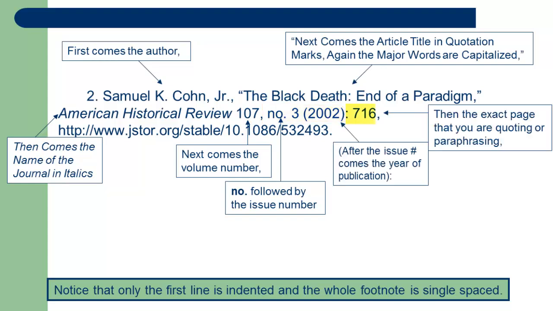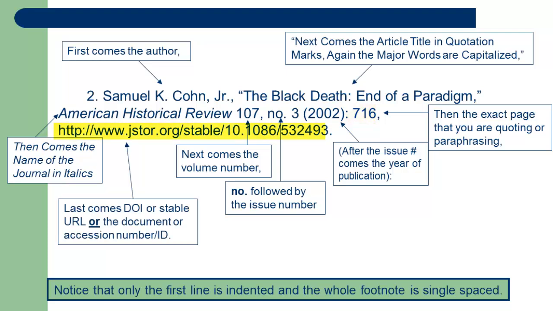And then again, because this is a footnote, remember footnotes are specific. Exactly where are you referring to? You need to include a page number. At the end of your citation, you want to put the DOI or stable URL for your article if it comes with one of those. If it doesn't have a DOI or a stable URL, use the document or accession number or ID that is provided by the database for that specific article.